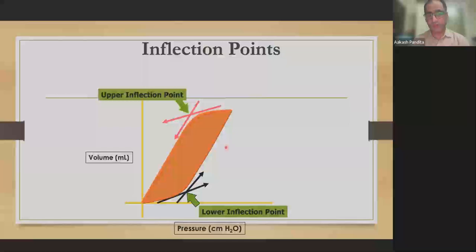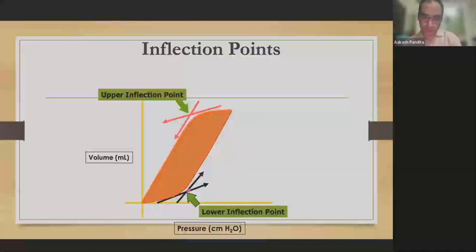Another important concept in this curve is the lower inflection point and the upper inflection point. Normally, whenever we are ventilating a patient, our aim should be to ventilate between these two points, that is between the lower inflection point and the upper inflection point. Usually, the PEEP should be set above the lower inflection point.